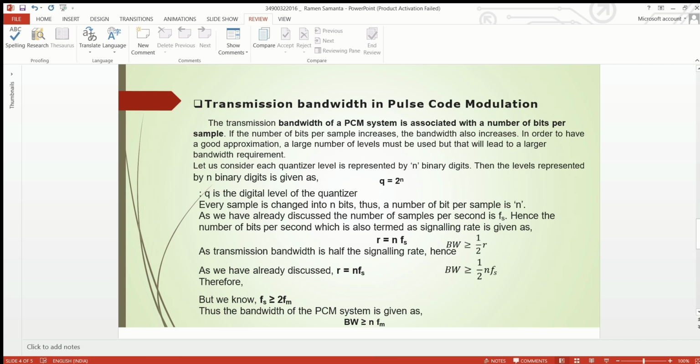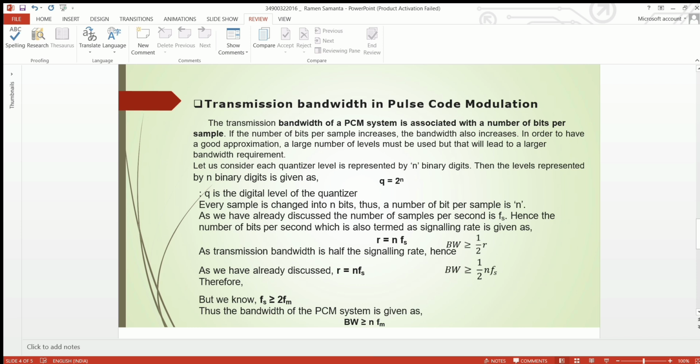Then the level is represented by n binary digits. It is given as q = 2^n, where q is the number of digital levels of the quantizer. Every sample is changed into n bits, thus the number of bits per sample is n. As we have already discussed, the number of samples per second is fs, hence the number of bits per second, which is also termed the signaling rate, is given as r = n fs, where bandwidth is greater than or equal to 1/2 r, as transmission bandwidth is half of the signaling rate.